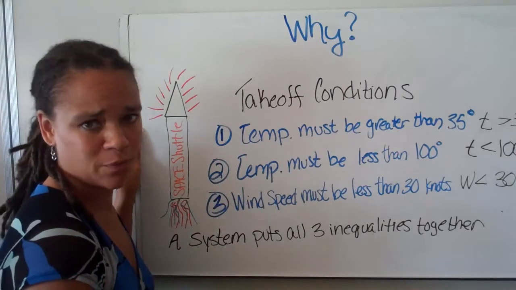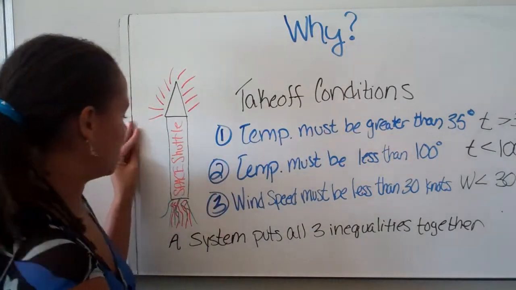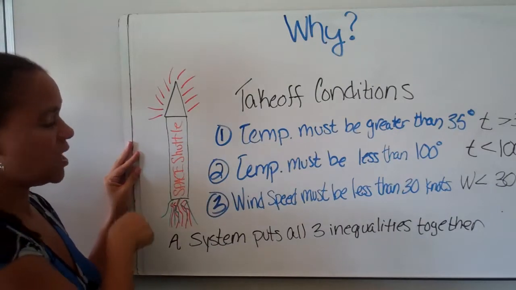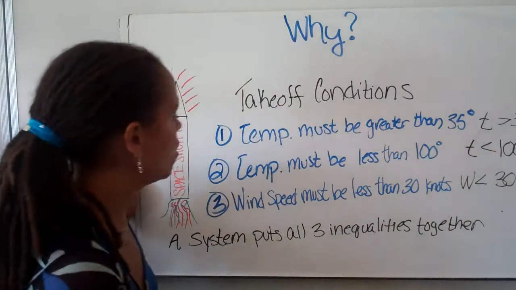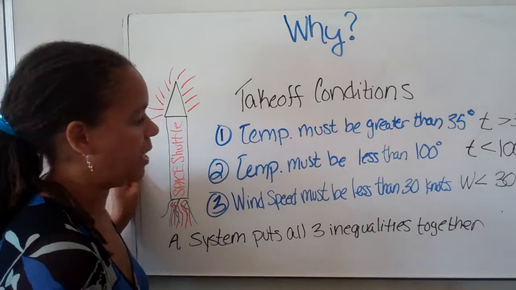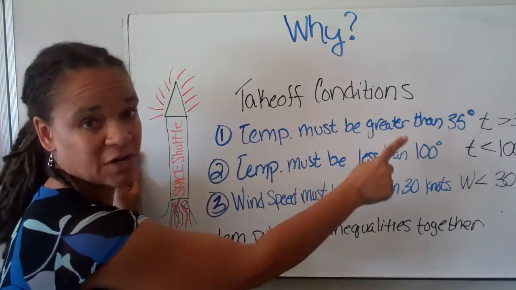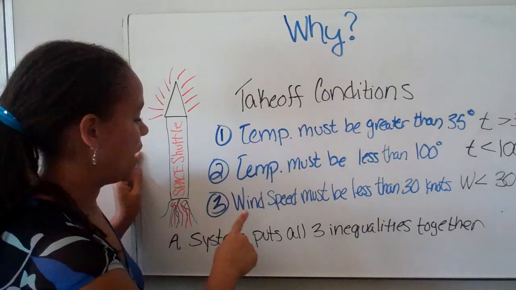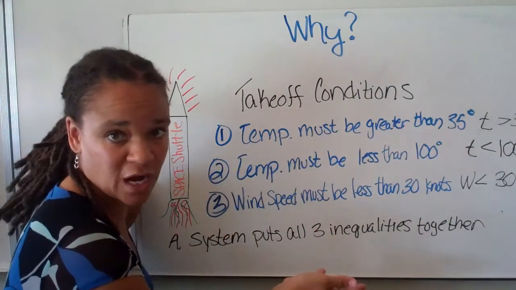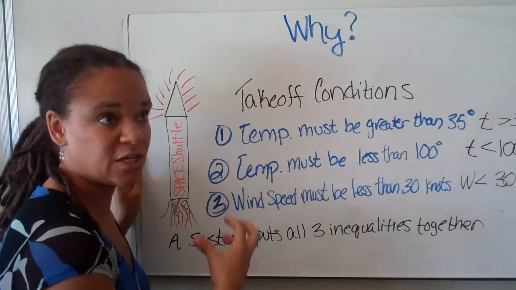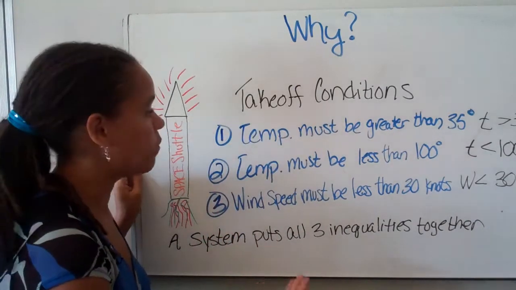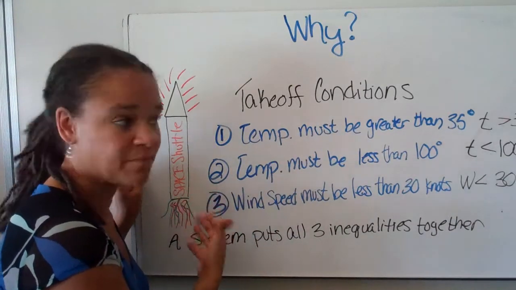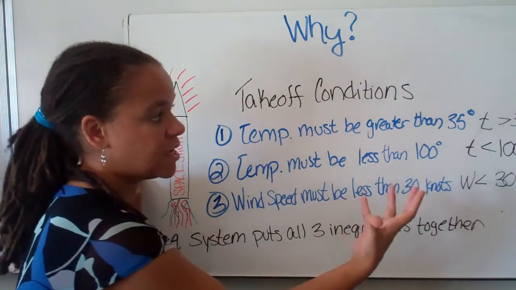Think about a space shuttle. You know I'm not an artist, we've already figured this out. But here's my space shuttle. In order for the space shuttle to take off, we have to have certain conditions that must be met. The temperature has to be more than 35 degrees, but it also must be less than 100 degrees. And the wind speed has to be less than 30 knots. So these are three different conditions that need to be met in order for the space shuttle to take off safely. So we have three different inequalities.